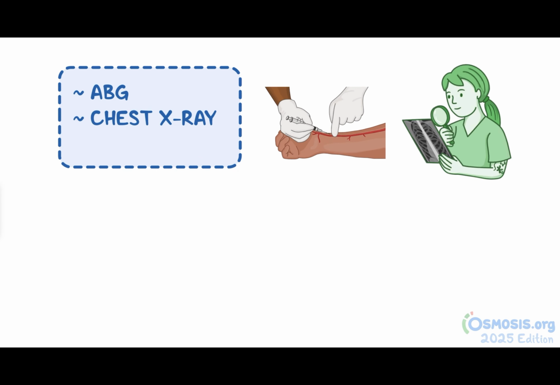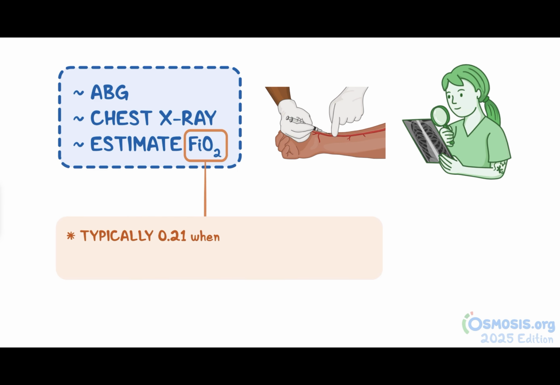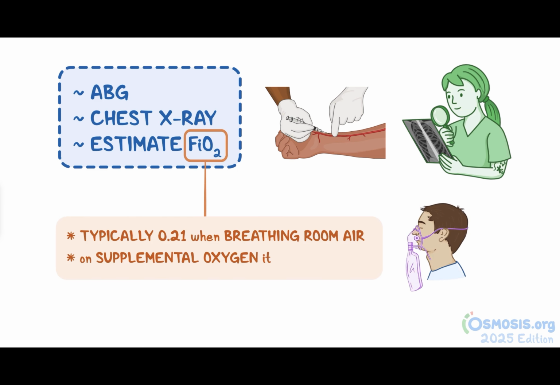Next, order an arterial blood gas, or ABG, and chest X-ray. In addition, you should estimate the fraction of oxygen in the patient's inspired air, or FiO2. FiO2 is typically 0.21 when breathing room air. For patients on supplemental oxygen, it varies depending on the mode of oxygen delivery and the amount of oxygen being delivered.